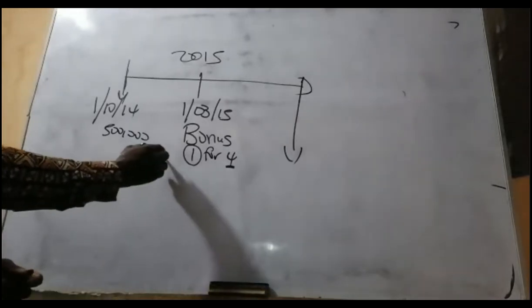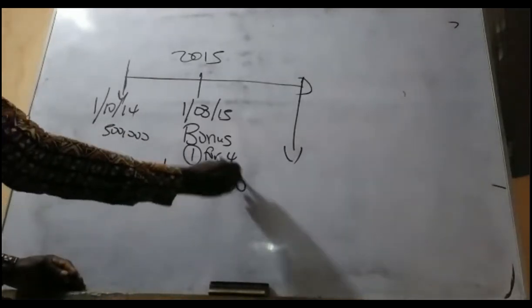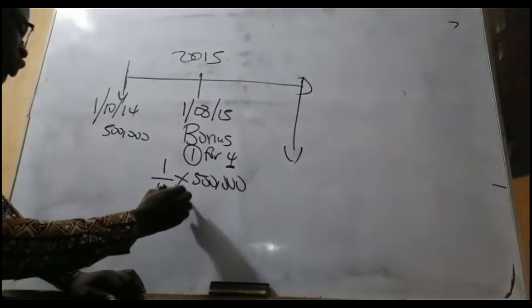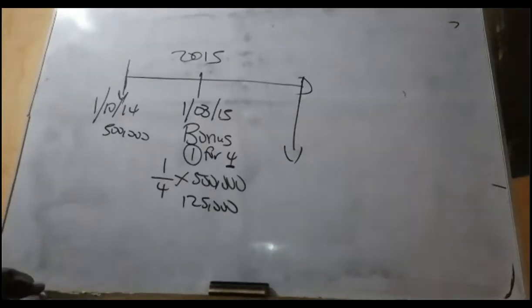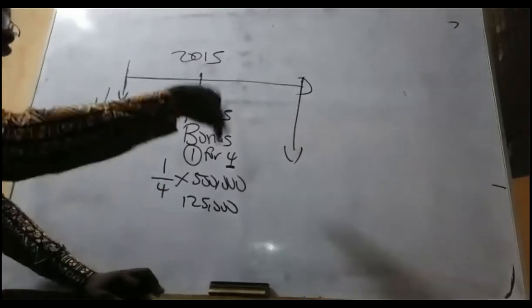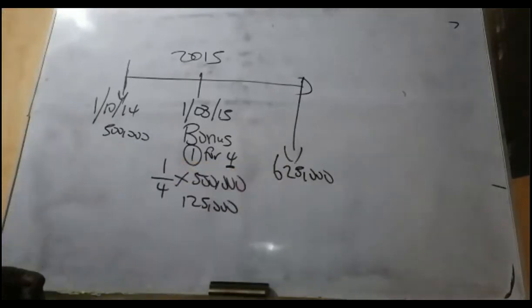Now, the bonus is 1 out of 4 times the existing shares, 500,000. So how many shares came in as bonus? One out of 4 times 500 gives us a quarter of 500, which is 125. So 125,000 shares came in as bonus. Therefore, what will be the number of shares outstanding at the year end, after the bonus? It will be 625,000 shares.